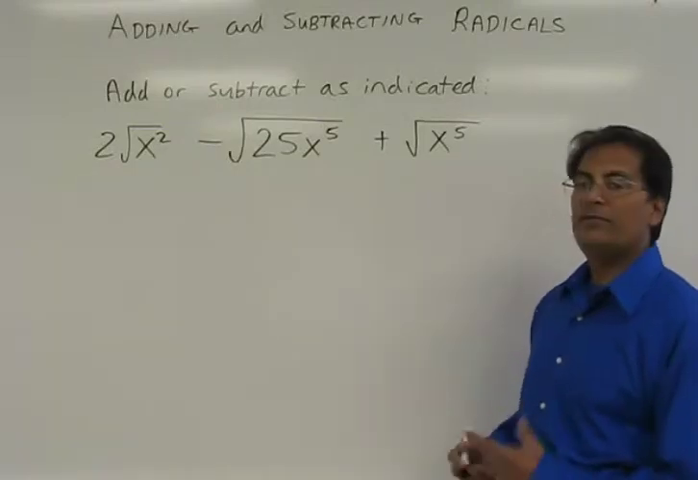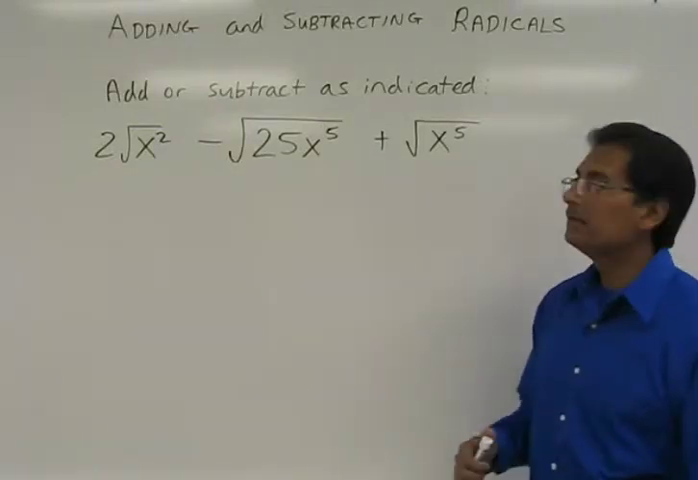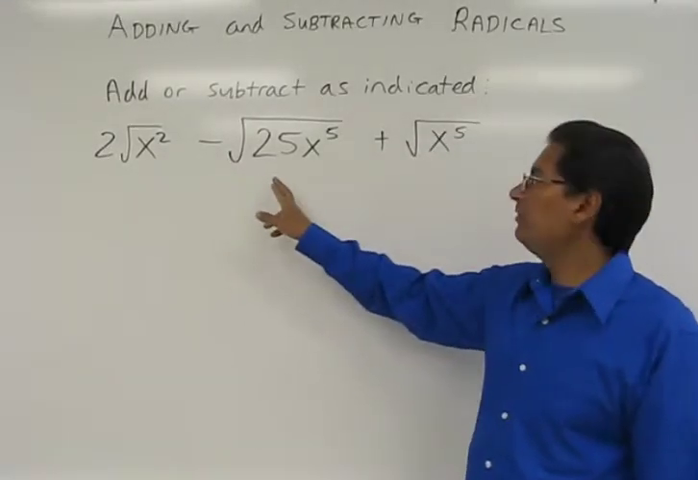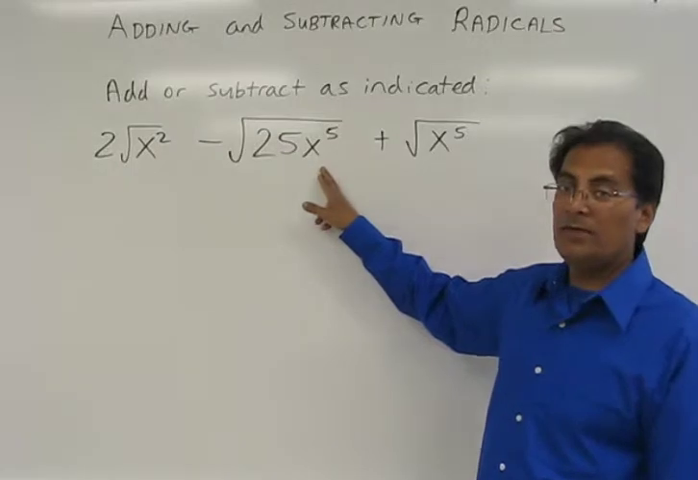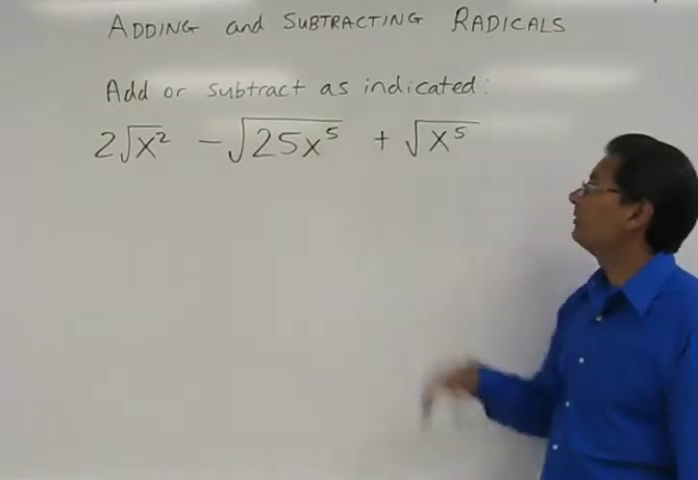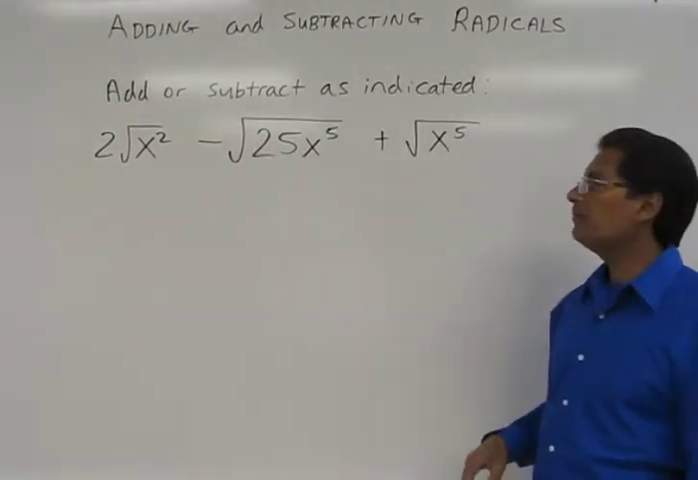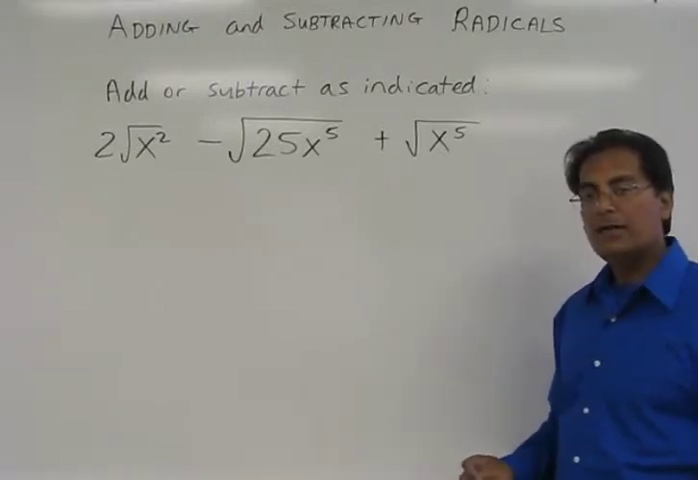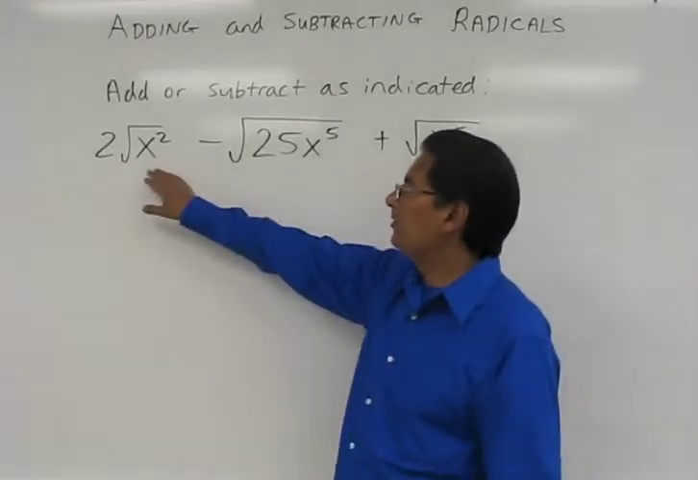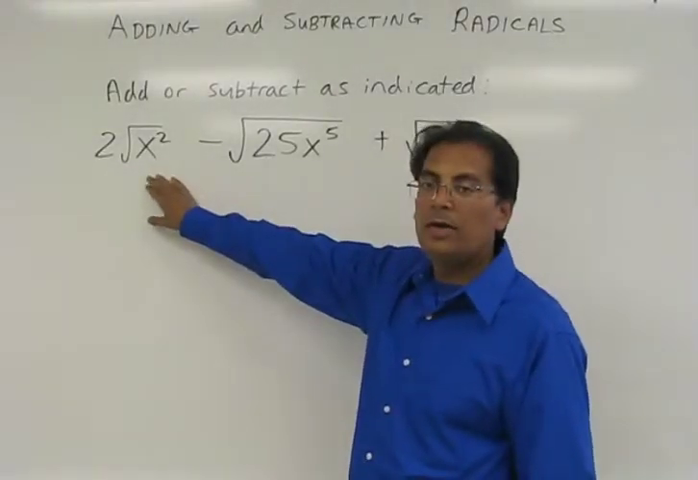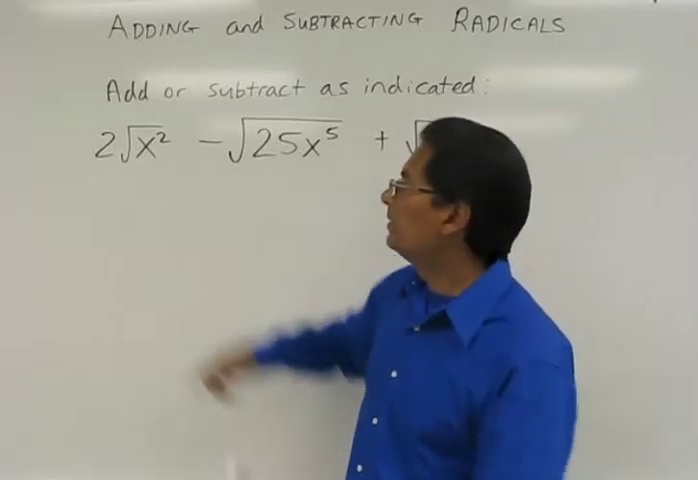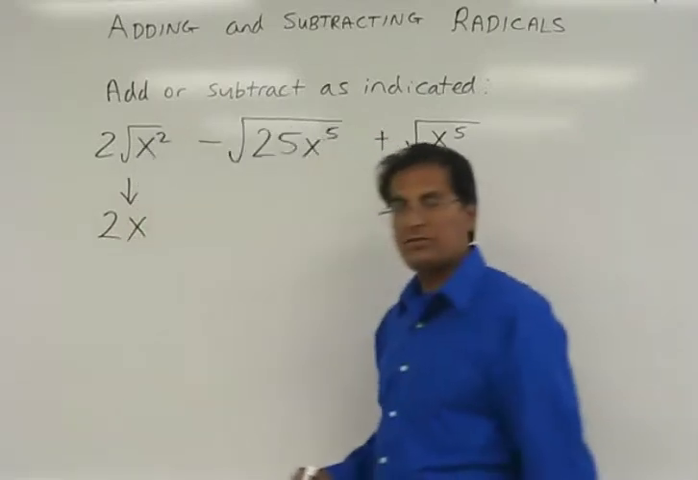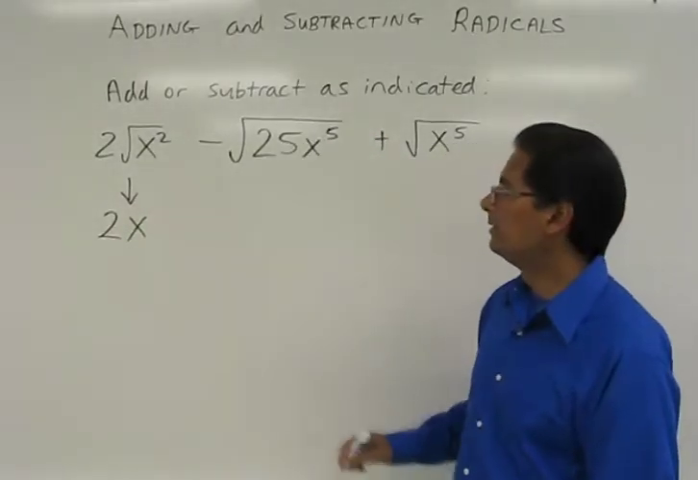Okay, in this problem we have some variables and we're asked to add or subtract. We have 2 times the square root of x squared minus the square root of 25 times x to the 5th, all under the square root, plus the square root of x to the 5th. So we have to follow the procedure. First we simplify if we can under each radical. Well, the first radical is simplified as much as we can go, and actually we can take the square root of x squared. The square root of x squared is just x, so we can actually have here 2x. Immediately we can do that.